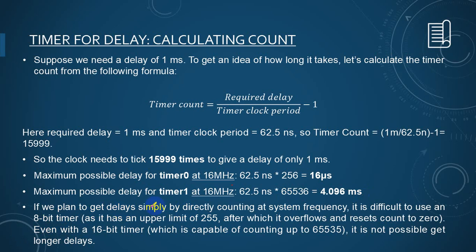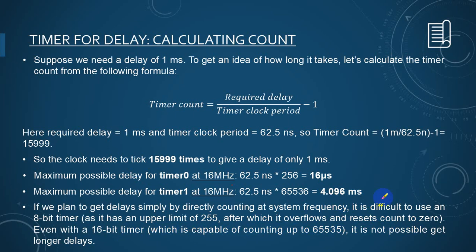If we plan to get a delay simply by directly counting at system frequency, it is difficult to use an 8-bit timer, as it has an upper limit of 255, after which it overflows and resets the count to 0. Even with a 16-bit timer, which is capable of counting up to 65,536, it is not possible to get longer delays. Maximum we get is 4.096 milliseconds, not more than that. So what is the technique? The technique is pre-scaling.